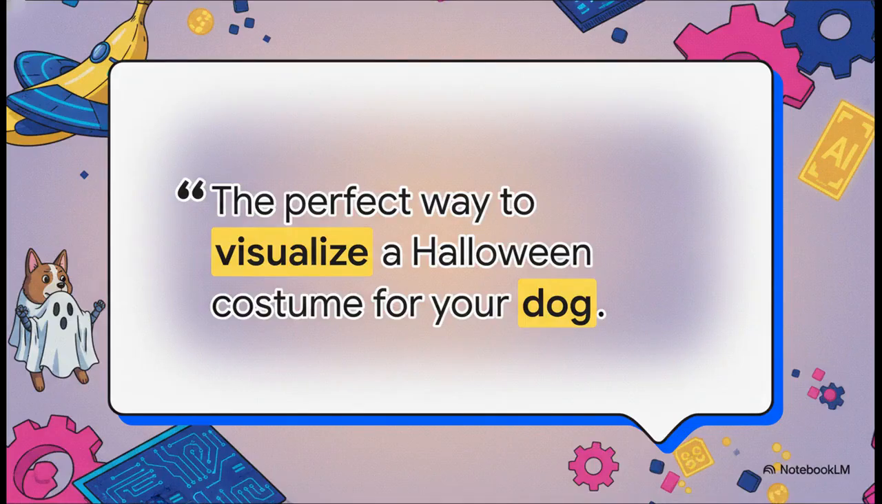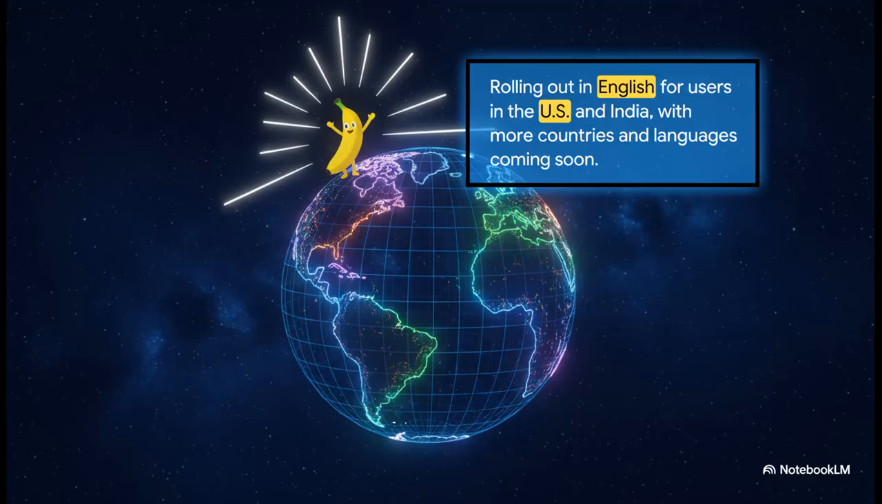You know, Google gives a perfect, kind of funny example for this. They say you can use it to see what a Halloween costume might look like on your dog. You get to see the idea instantly, and your dog gets to skip the whole drama of a fitting room. It's a total win-win. Just a quick heads up on availability. This new feature in Google Lens is currently rolling out in English for folks in the US and India. But Google says more countries and languages are on the way.